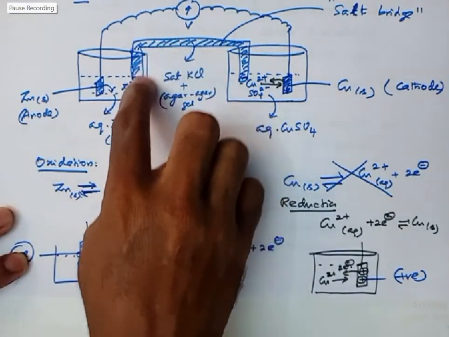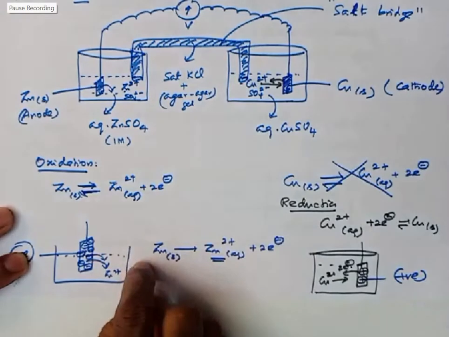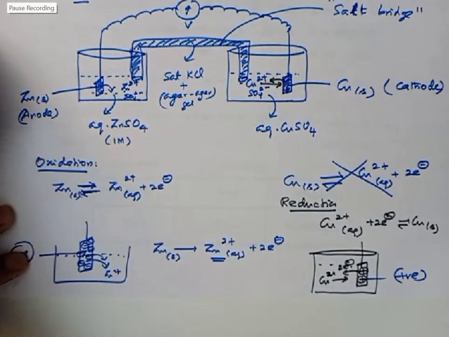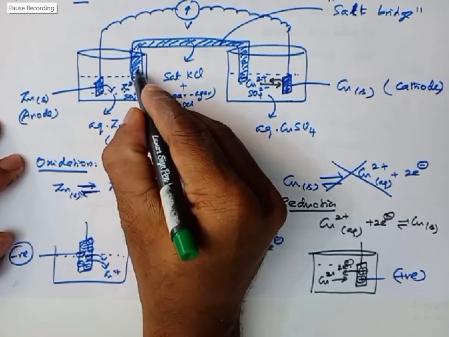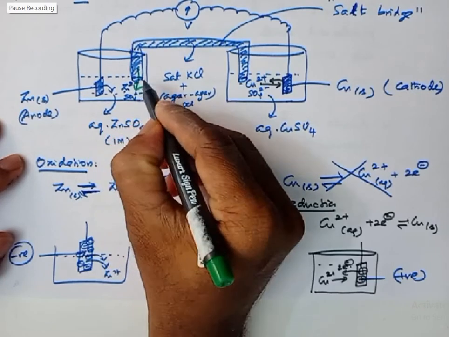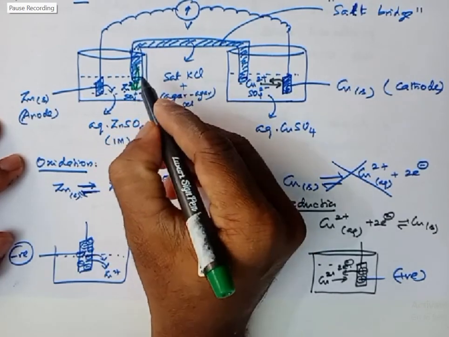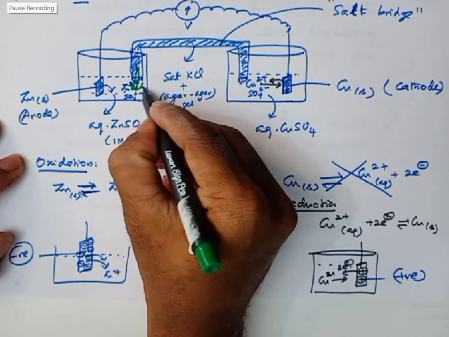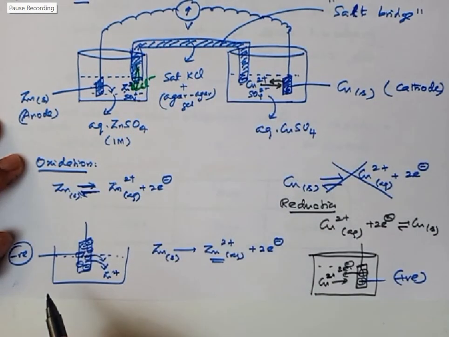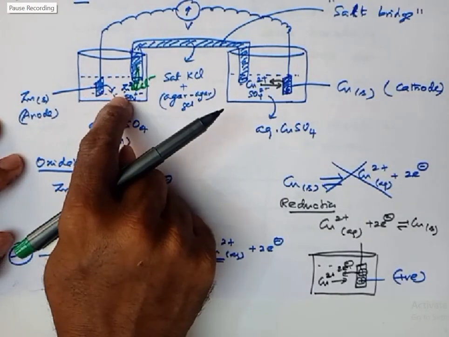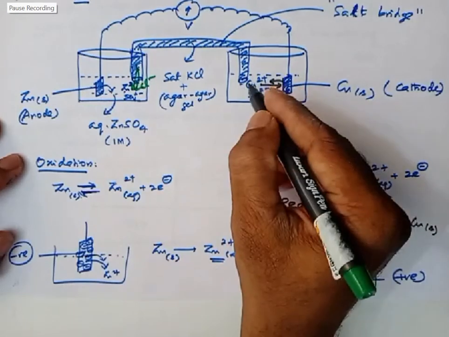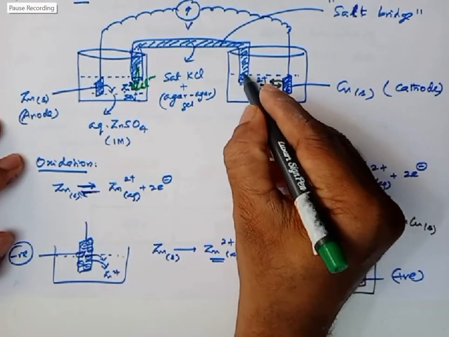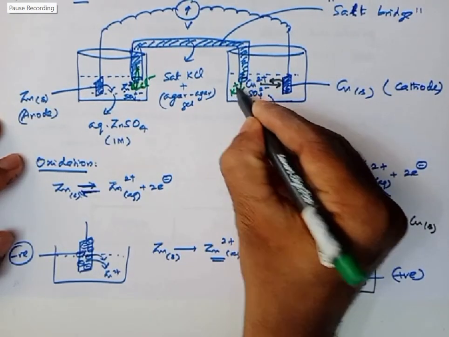The salt bridge is immersed in the two solutions like this. Once you immerse it, what will happen? Students, observe carefully. From this side, this solution is positive now, right? So to neutralize this positive charge, chloride ions will enter the solution. Chloride, Cl minus. Why? The solution is positive, so to neutralize the positive charge, chloride ions are entering the solution. Similarly here, the solution is negative now. To neutralize that negative charge, potassium ions enter the solution.